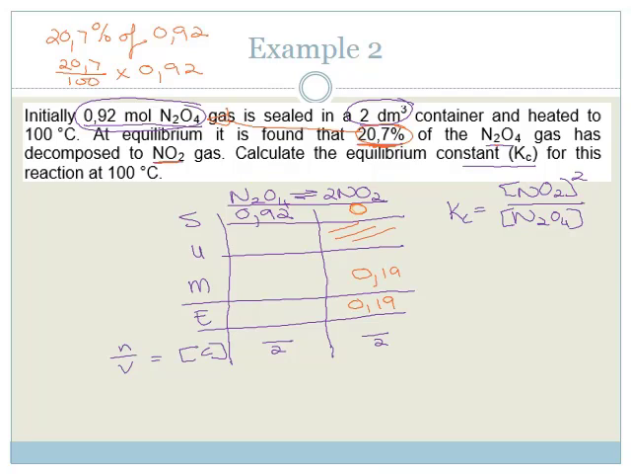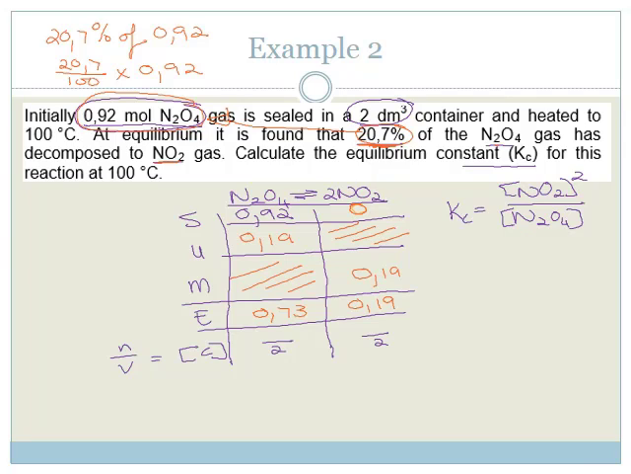We obviously didn't use this. And therefore we've used up 0.19 moles of our N2O4, which means we can say 0.92 minus 0.19. At equilibrium, we've still got 0.73 moles of our N2O4 gas, okay?